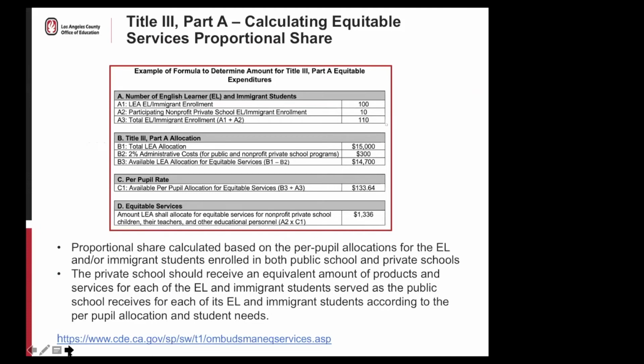So here we see a screenshot of the CDE's method of calculating equitable services proportional share document for Title III. And for Title III, the proportional share is calculated based on the per pupil allocations for the English learner and/or immigrant students enrolled in both public and participating nonprofit private schools. So the private school should receive an equivalent amount of products and services for each of the English learner and immigrant students served as the public school receives for each of its English learner and immigrant students, based on the per pupil allocation and student needs. Next slide, please.